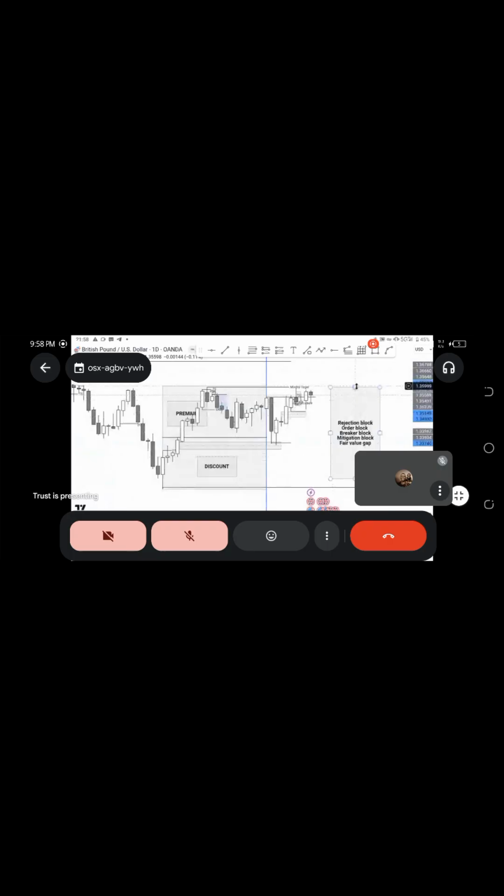So now in this order, that's how it forms the premium array. Now for the discount, it will be the reverse of this. You probably have the rejection block last, order block next, breaker block, mitigation block, fair value gap up, like that.